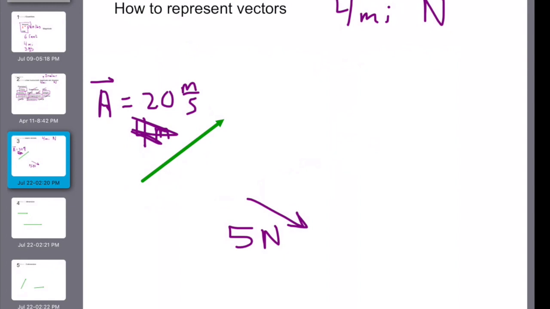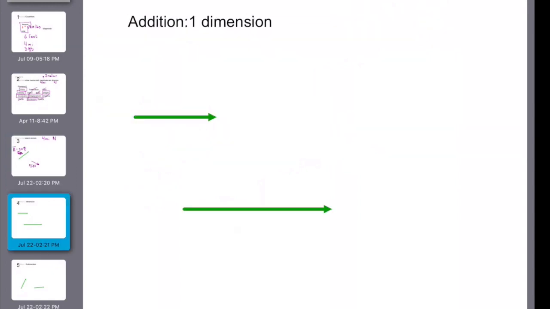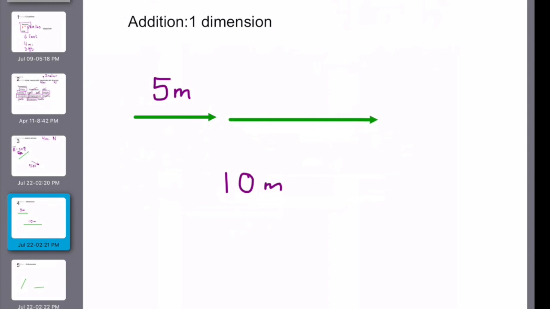The last thing I want to talk about is how to add these things together, because we need to process these. We need to make predictions and we need to make calculations. Okay, so let's say, and let's just talk about displacement. 5 meters. I walked 5 meters in that direction. And I walked another 10 meters in the same direction. Okay? To add these things together, we just put them in a line. We line them up like this.